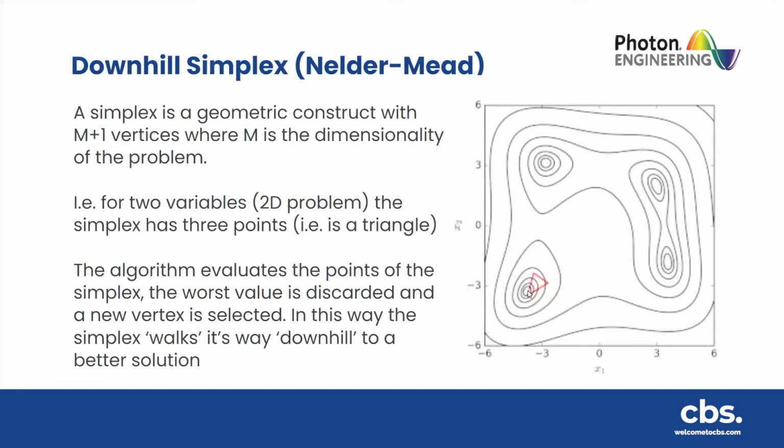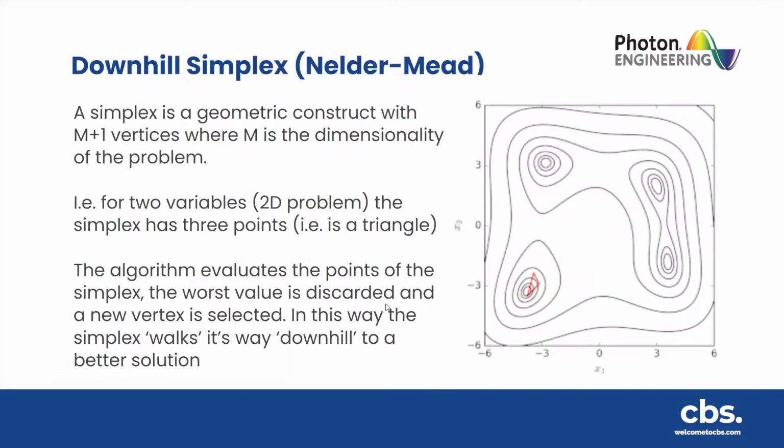The way that this method works is that all the points on the simplex are actually calculated. So there are 3 points in this case. The worst value is discarded, and then the algorithm chooses a new point and the process restarts. In this way, the simplex walks its way downhill to a better solution.